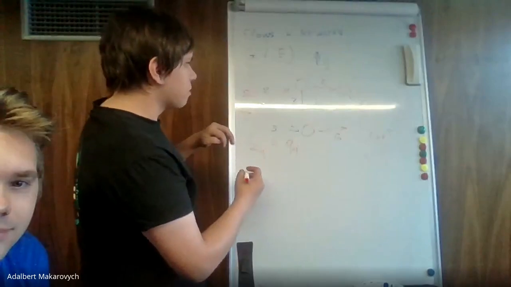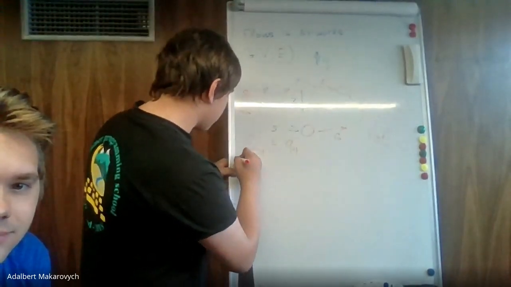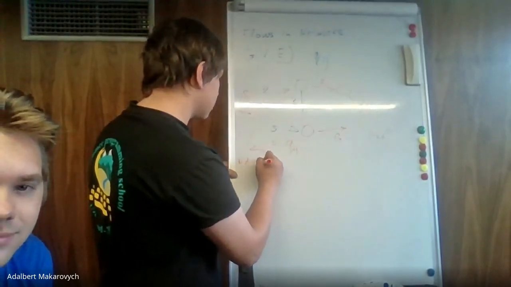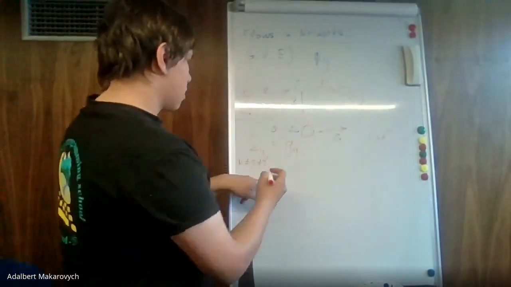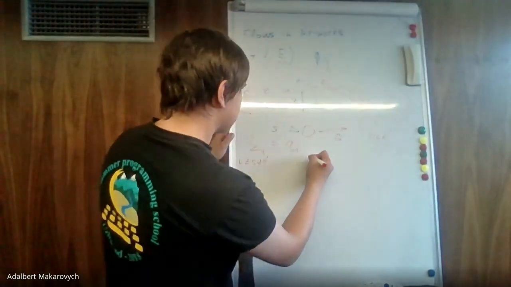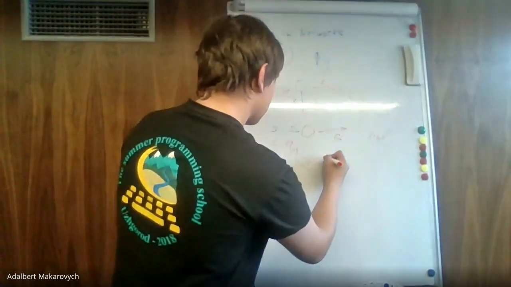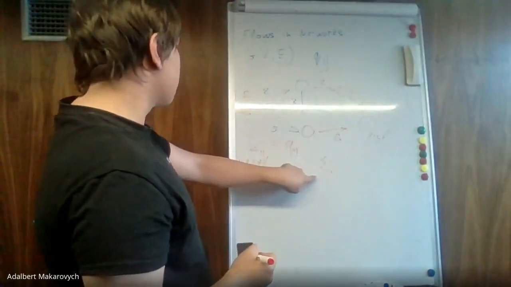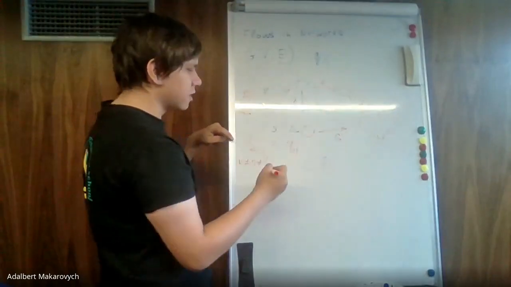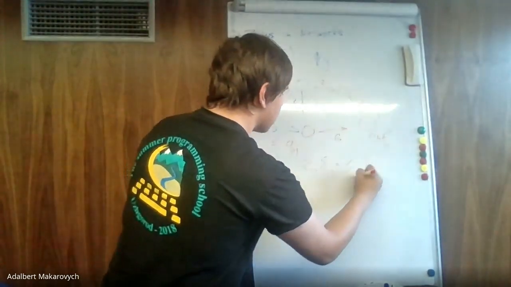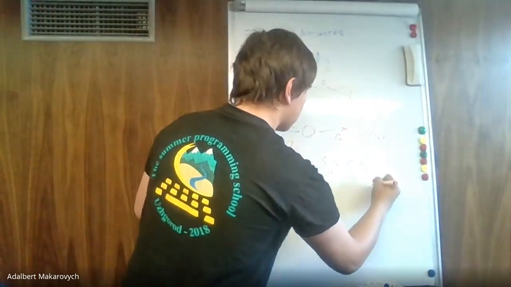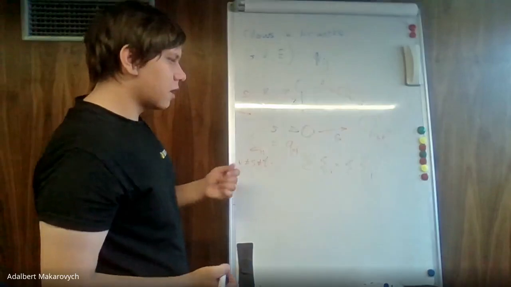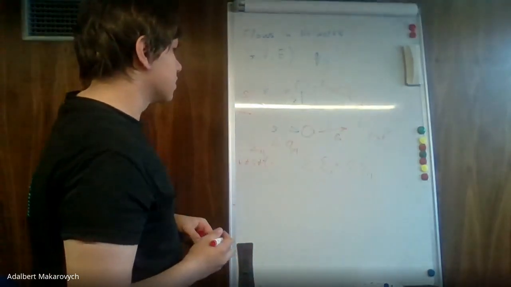The other property is that for every vertex that is not the sink and not the source, the sum of all flows coming into the vertex is the same as the sum of all flows coming out of the vertex. So it's simple.